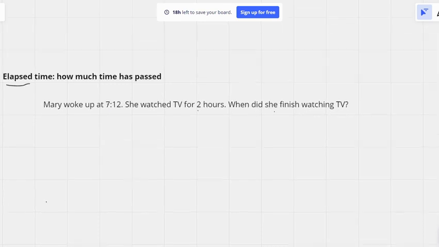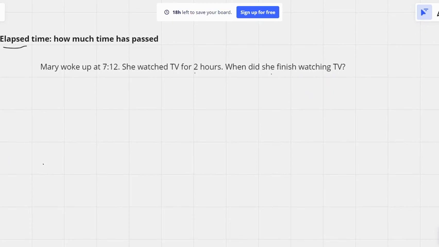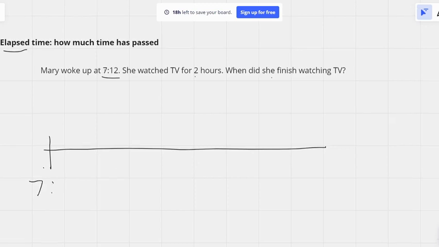So now I'm going to draw my number line. Over here is going to be the beginning of my number line. It says that she woke up at 7:12, so that's going to be the beginning. At 7:12, we know that that is the beginning time. Then it says that she watched for 2 hours. So we're going to break that up into smaller parts. First I'll do one jump. That's for 1 hour.